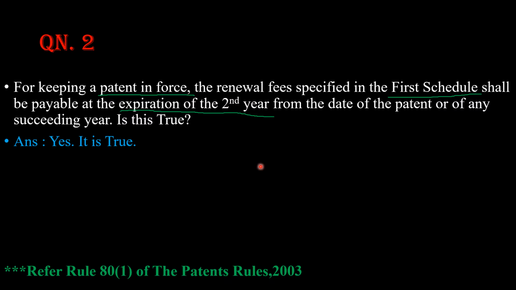Okay, so I'm reading it again, after pointing out the key points. For keeping a patent in force, that is the objective, the renewal fees specified in the first schedule, that is already present, shall be payable at the expiration of the second year, that means the time period from the date of the patent or of any succeeding year. So now, is this true? Yes, it is true. So please refer Rule 80 sub Rule 1 of the Patents Rules 2003.